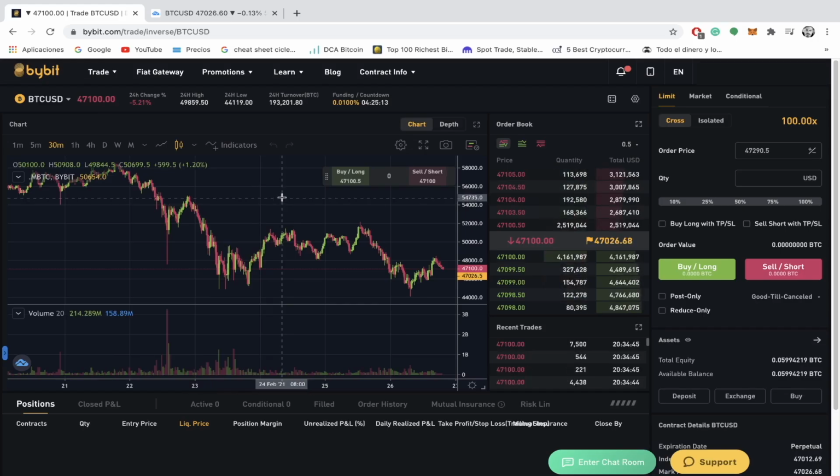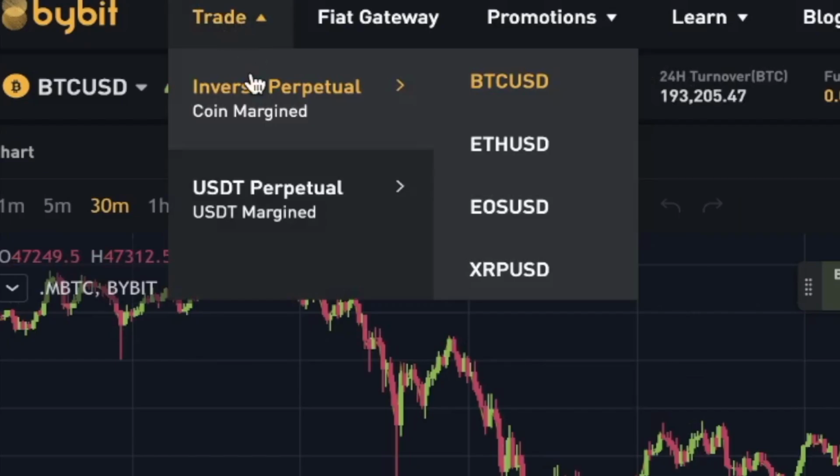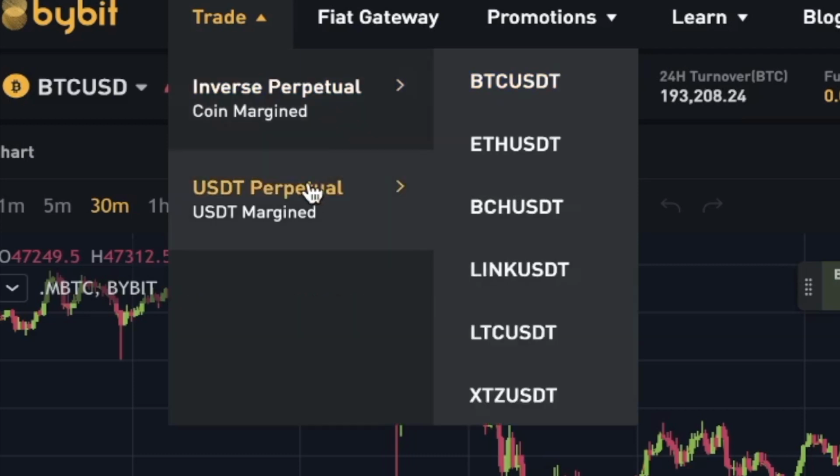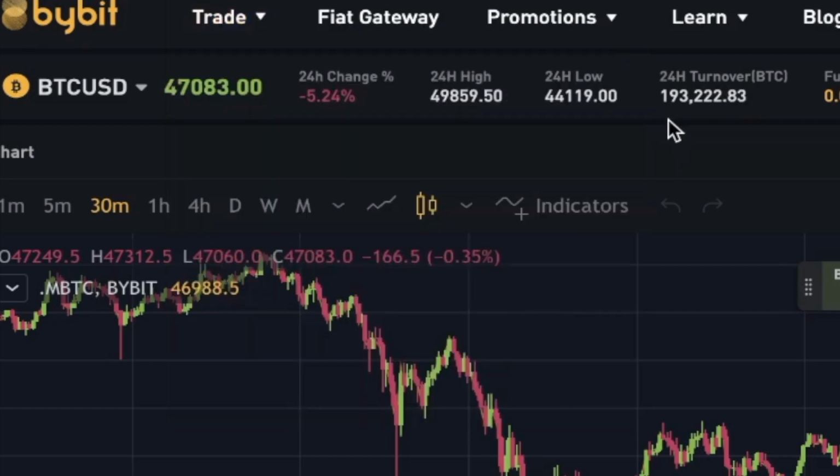One cool feature from the Bybit leverage trading platform is, for example, now we are on Bitcoin US dollar inverse perpetual, and here you can either long a position or short a position. You can't have both of the positions open, but with the US dollar tether perpetual, you can trade Bitcoin, Ethereum, Bitcoin Cash, Link, Litecoin, and Tezos, and here you can have a long and a short position open at the same time, which is called hedging.